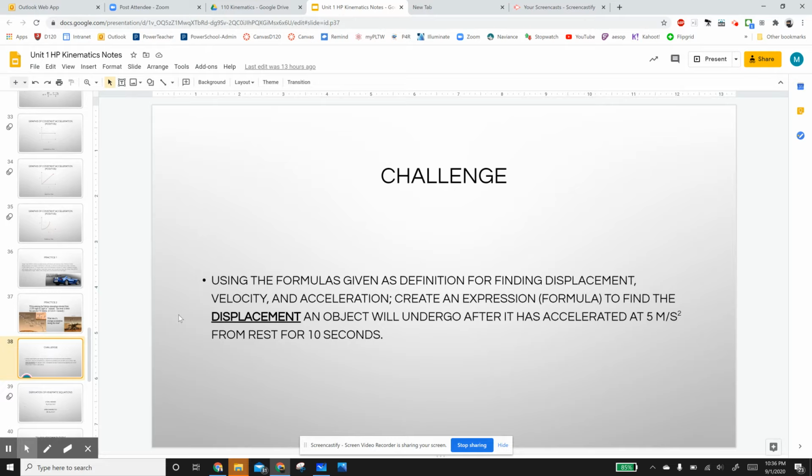Mikulski. Today we're looking at our unit on kinematics, and in the Google slide presentation, slide 38 posed a challenge question. The question was for us to create our own formula or an expression to find the displacement of an object after it has accelerated at 5 meters per second squared from rest for 10 seconds. So I'm going to go ahead and walk you through this. Hopefully this is a repeat from what you've done in person with me, but this would be a good way to review and refresh on the concepts that we covered in class.